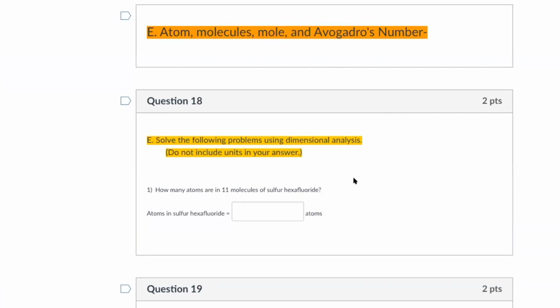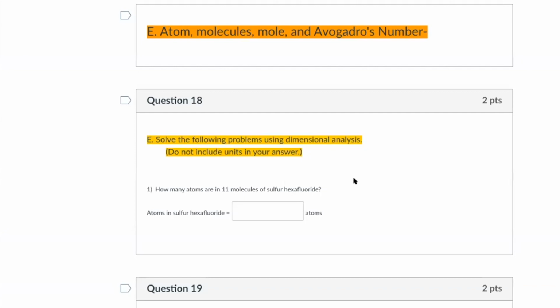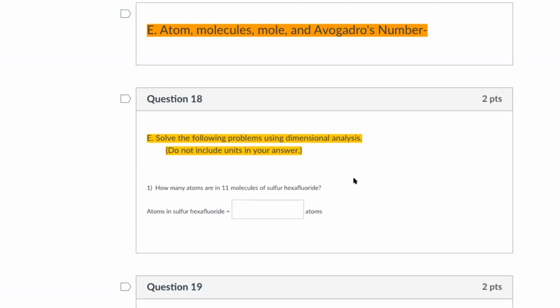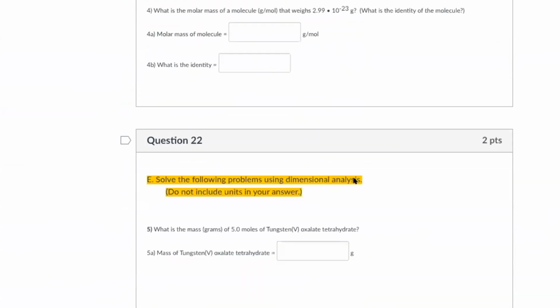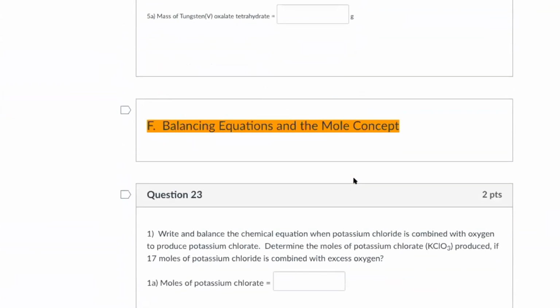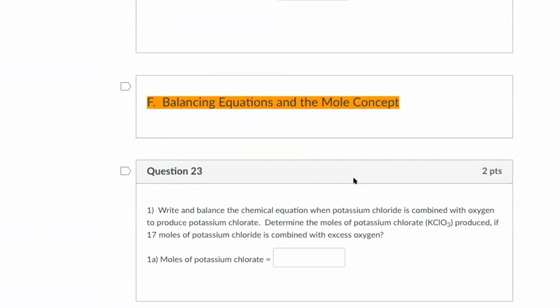You know, sulfur hexafluoride is SF6. If one has 7, how many does 11 have? Okay, so that's the question. And then this right here, balancing equation and the mole concept. This is where the stoichiometry comes in.